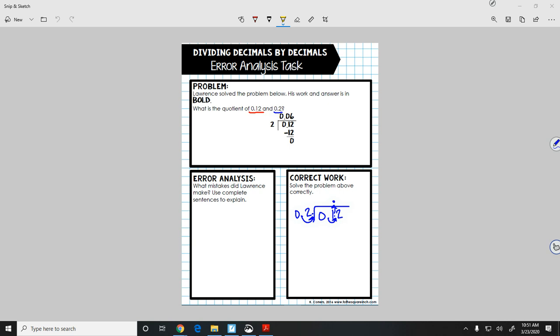Okay? So can 2 go into 0? Nope. So put a 0 right there. Can 2 go into 1? Nope. Can 2 go into 12? Yes. How many times? 6 times. 6 times 2 is 12. I subtract, I get 0 as my remainder, and there's nothing left to bring down. So my final answer is 6/10.